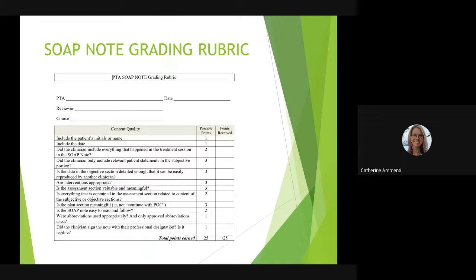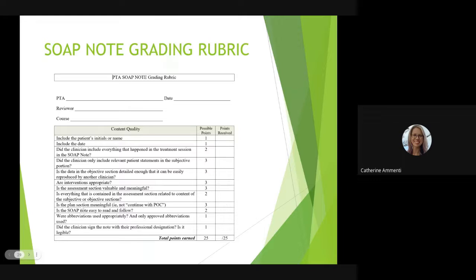When we're talking about the assessment, when I say valuable and meaningful, the assessment needs to include some information about their progress towards specific goals. It needs to also explain why continued therapy is necessary. That's what makes it valuable and meaningful. And is everything that's contained in the assessment related to the content that you gathered in the subjective and objective sections? It should be. Like you're writing the assessment for today's note, not the assessment for last week's note, right?